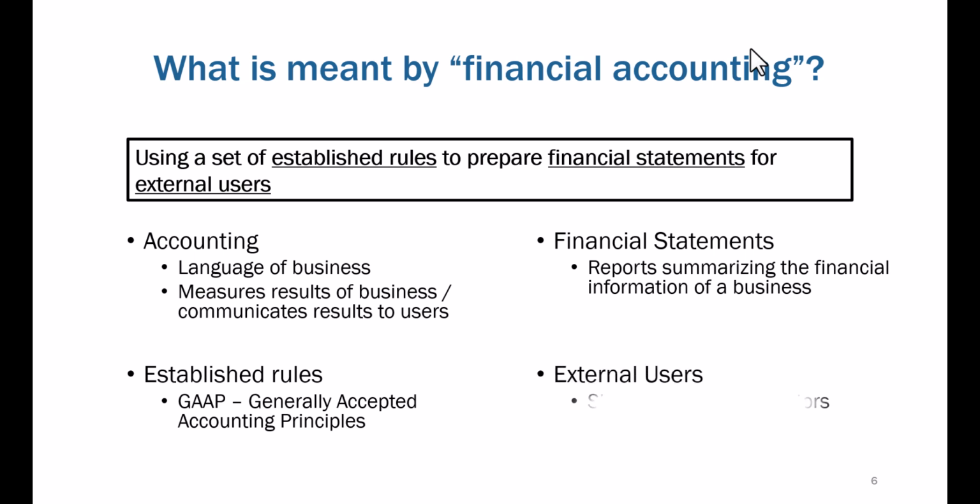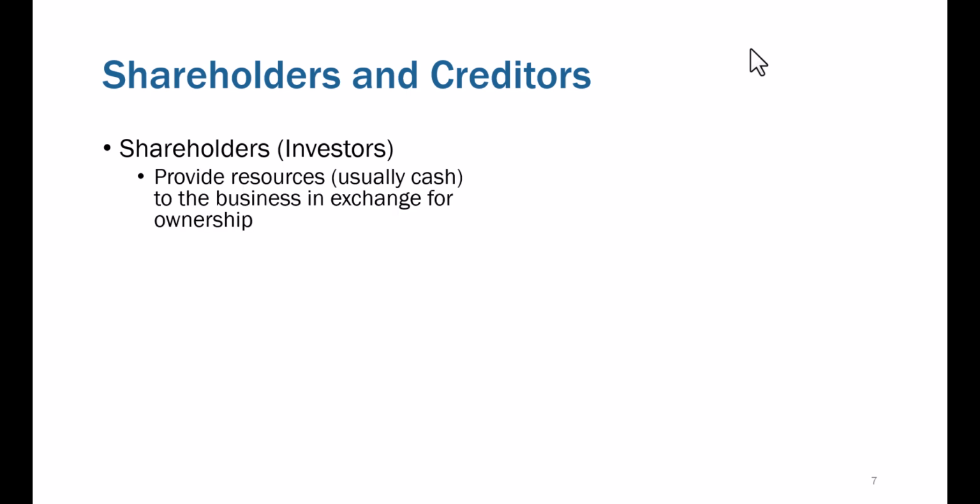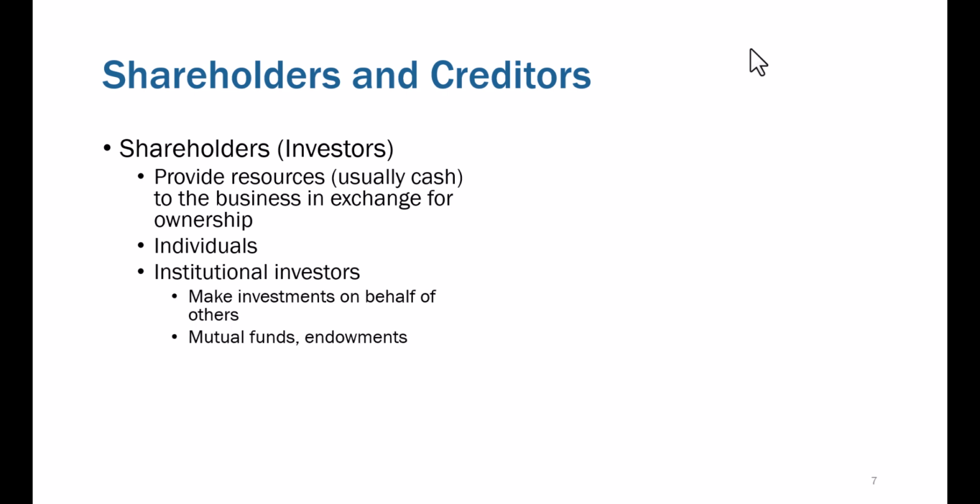When we think about external users, we're thinking about shareholders, people that might invest in the equity of this organization, or creditors, people who might make a loan to the organization. So again, shareholders or investors give up their resources, usually cash, to this business in exchange for ownership. We often think of individuals making these investments, but other times it can be institutional investors. That is a group of, oftentimes, professional money managers that make investments on behalf of others.